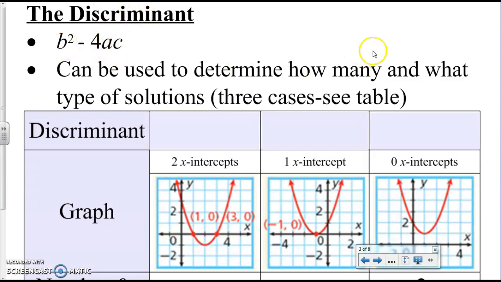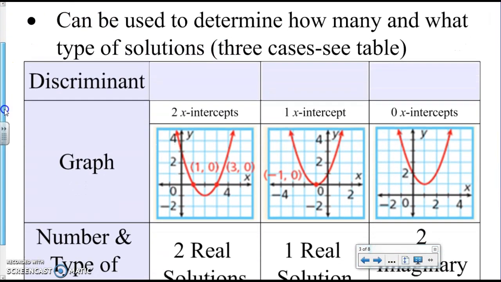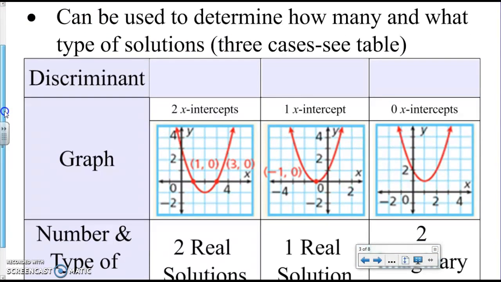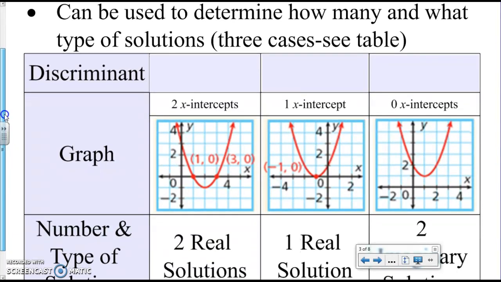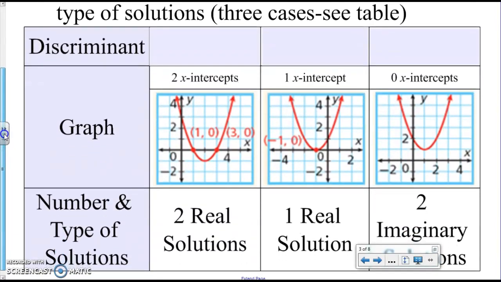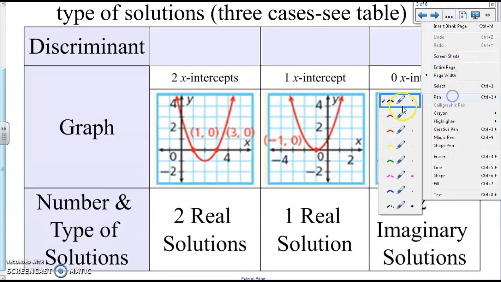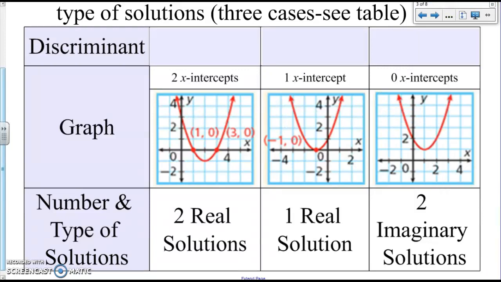The discriminant is part of the quadratic formula, so the b squared minus 4ac, and it can be used to determine how many and what type of solutions you have for your quadratic equation. So, in this table, you'll see a few situations. First option is if your discriminant is positive.